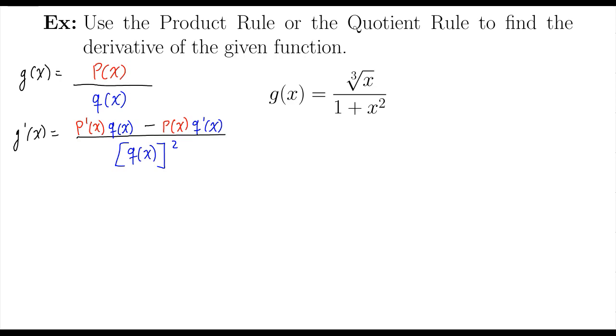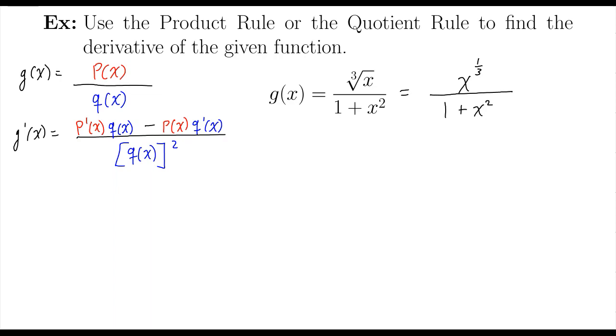So we're going to have to find all those components. First thing I'm going to do is rewrite the cube root of x. I'm going to write that as x to the 1/3 power. Makes it a little bit easier to work with. Now let's apply the quotient rule.